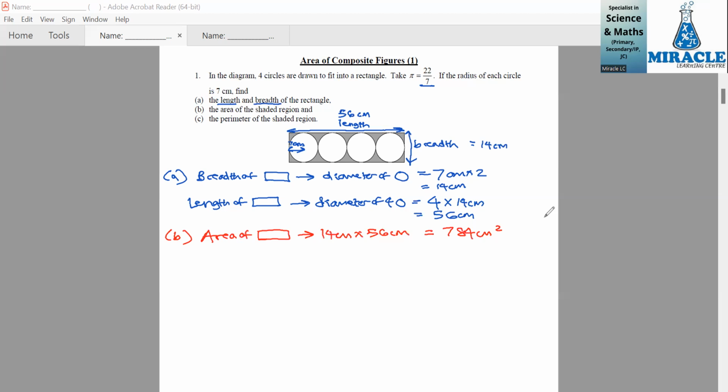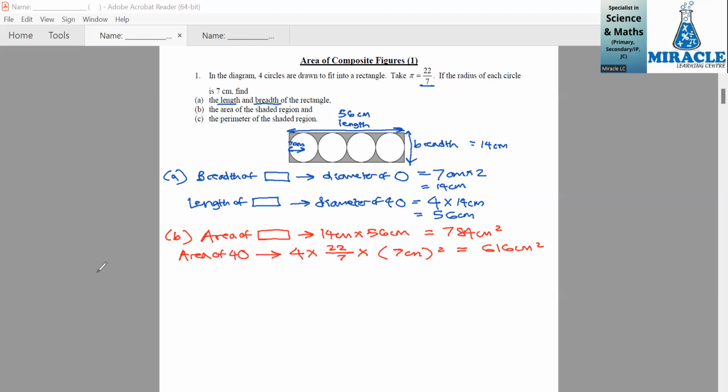So now we need to find the area of 4 circles. We know that the formula for the area of a circle is pi r squared. Now we want 4 circles, so we take 4 first times pi r squared. So pi is 22 over 7, and our radius is 7 cm. We square this, and this gives us 616 cm squared.